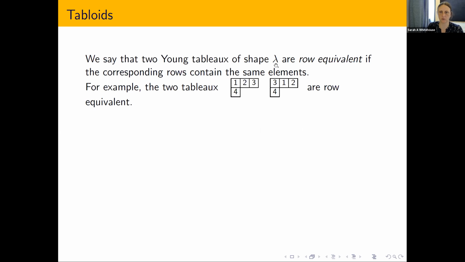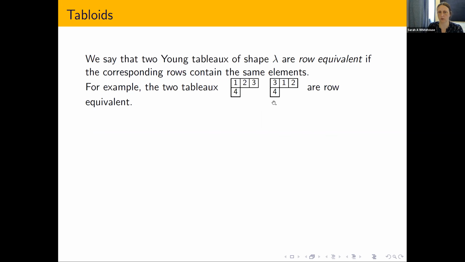So let me just say what I've done. I'm fixing a natural number n, and I'm fixing a shape or a partition lambda, partition of n. And then I'm thinking about Young tableau of that shape. So remember, that's where you put the numbers into the boxes. At the moment, not standard, so no condition, just assign bijectively the numbers to the boxes. So I'm defining two such things to be row equivalent if they've got the same elements in the corresponding rows.